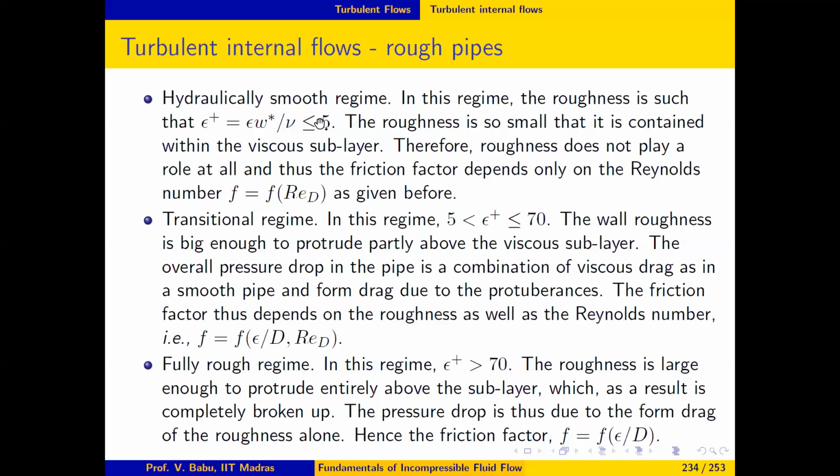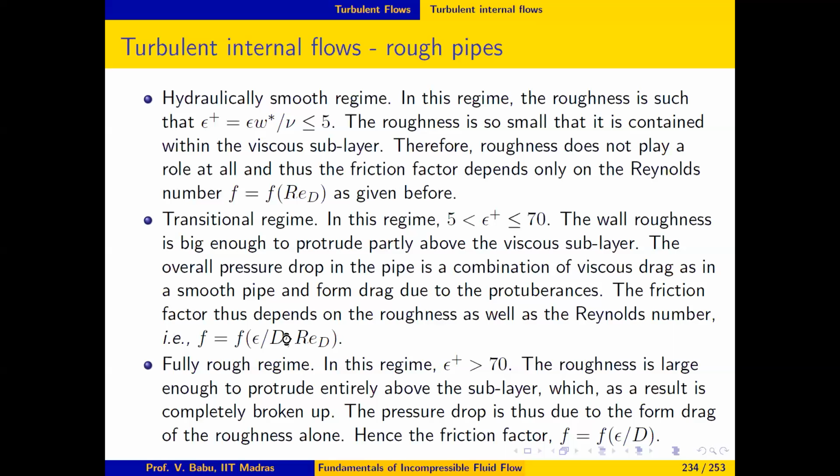So to summarize, in the hydraulically smooth regime, friction factor and pressure drop depend on Reynolds number because the pressure drop is entirely due to viscous effect. In the transitional regime, friction factor and pressure drop depend on the roughness as well as Reynolds number because the pressure drop is due to a combination of viscous effect plus form drag due to the roughness, which partly protrudes out of the sublayer. Now, in the fully rough regime, the pressure drop and the friction factor depend only on the roughness because the pressure drop is entirely due to form drag of the roughness of the protuberances, and there is very little contribution to the pressure drop from viscous effect.